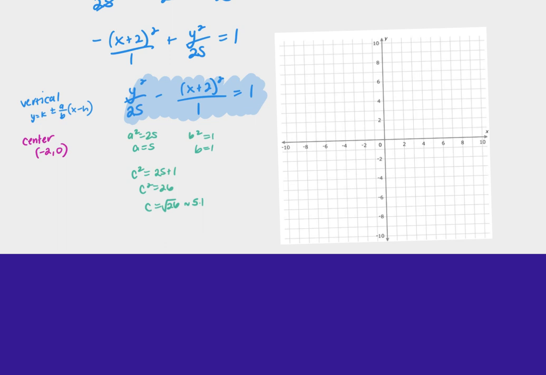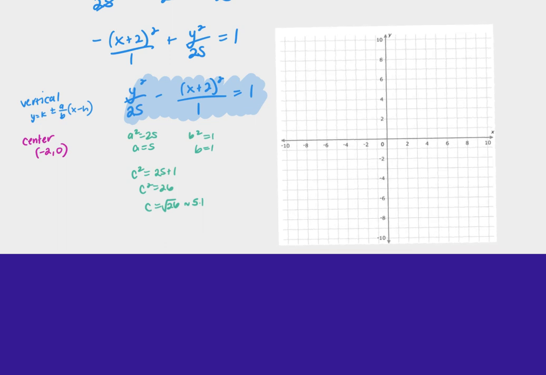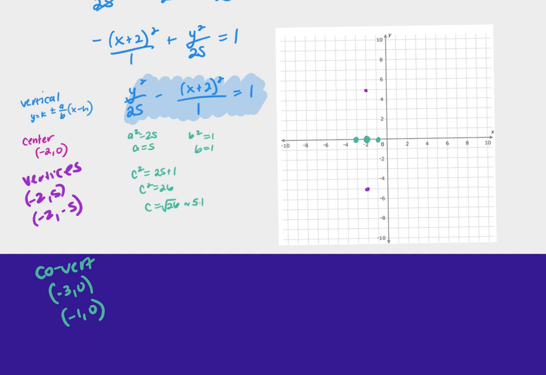All right, so then my center is negative 2, 0. It's vertical, so we go up and down the A. I'm going to go up to 5 and down to negative 5. Those would be my vertices: negative 2, 5 and negative 2, negative 5. I'm going to go right and left the B, which is 1. Those are my co-vertices: negative 3, 0 and negative 1, 0.